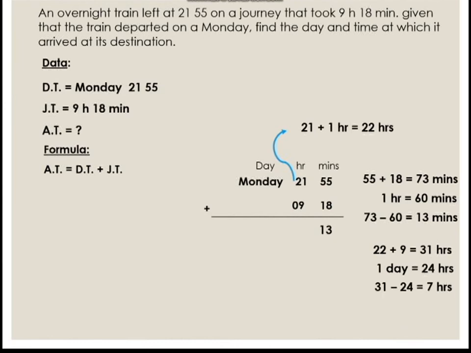In some cases, the day is not mentioned, but it is coming the next day, so you should mention over there "next day". But over here, it is mentioned that it is a Monday, so I can write it. So what is the arrival time coming? Tuesday, 07:13. Okay, right. So this is the way of finding the arrival time.